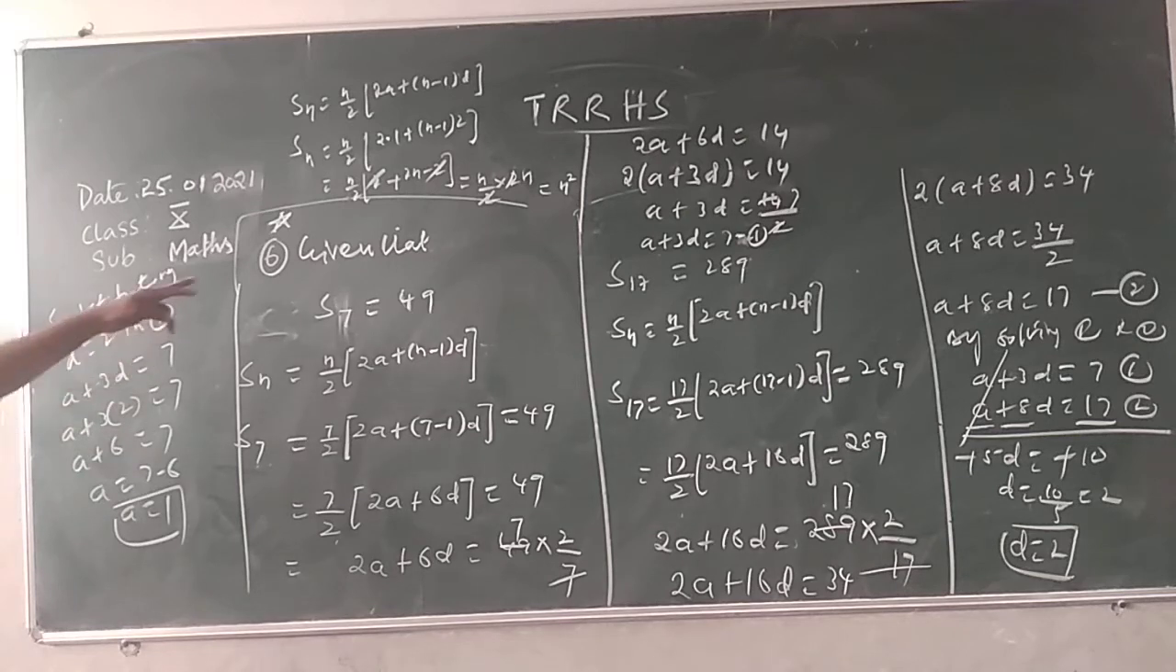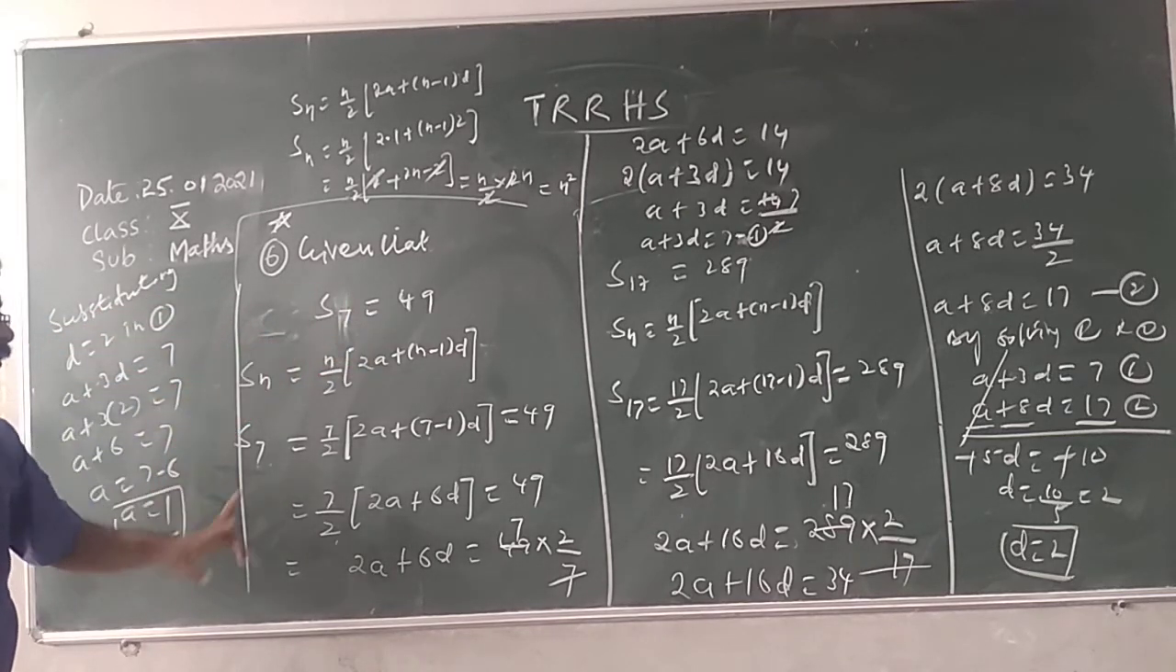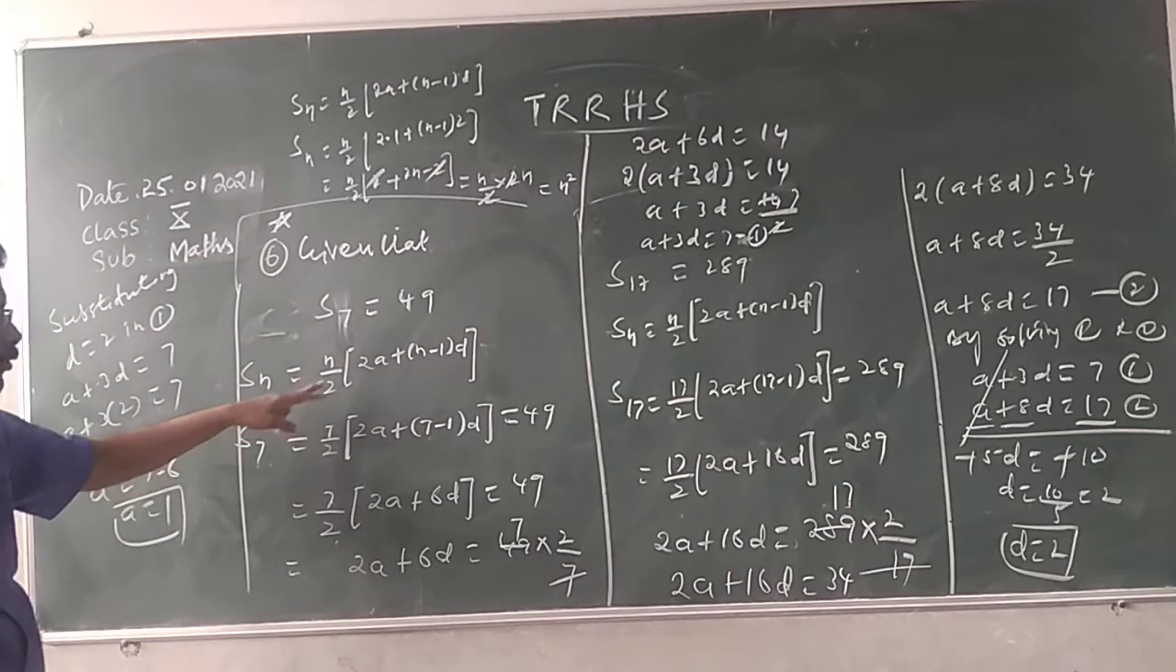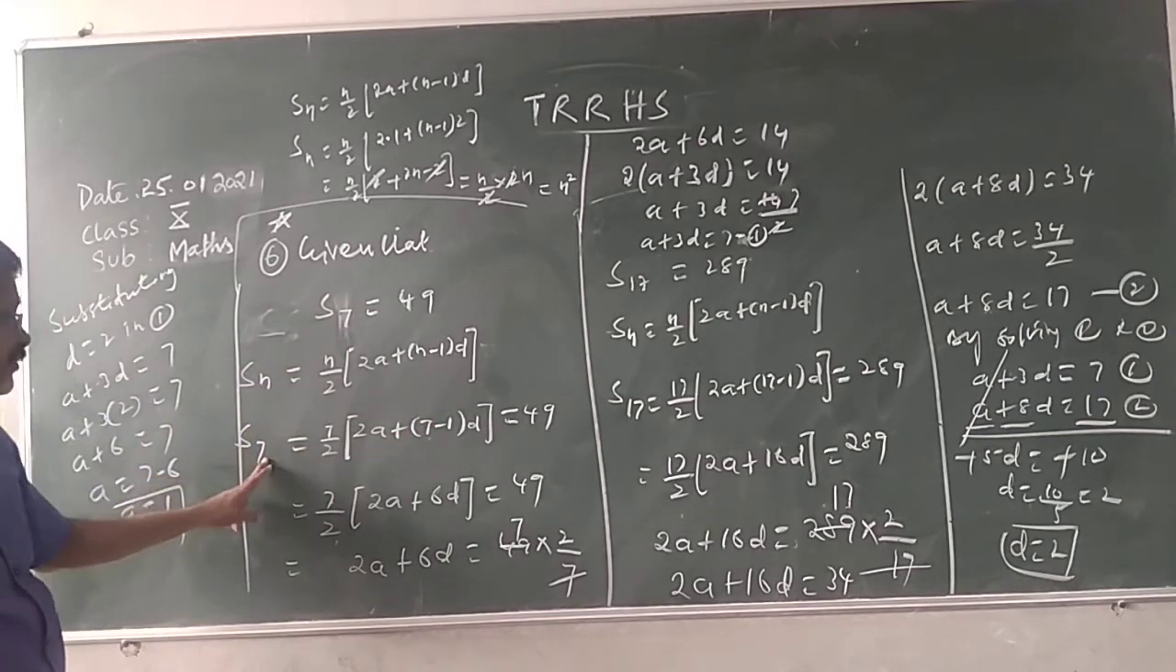Okay. First, what is given? S7. S7 means sum of the 7 terms is 49. Sn formula is n by 2 into 2a plus n minus 1 d. S7, put n is equal to 7 in this formula.